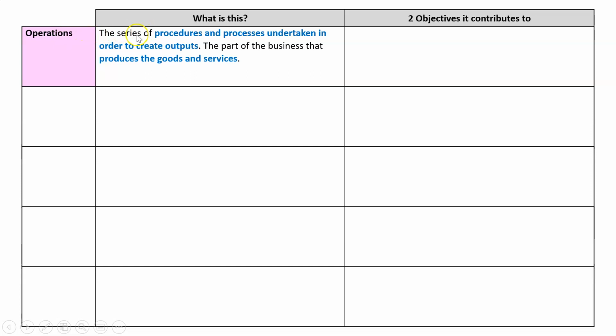So operations, what is it? The series of procedures to create the outputs. We do operations in much more detail later on, and you can go back to your definition of what it is there. But what we need to be able to do is say, can you tell me two objectives, from a different topic, we've got five objectives in our course, that operations might contribute to. It could be any of them, but probably the two most obvious ones: you can lower your costs with operations to increase net profit, and then you can create better products that'll lead to more market share.